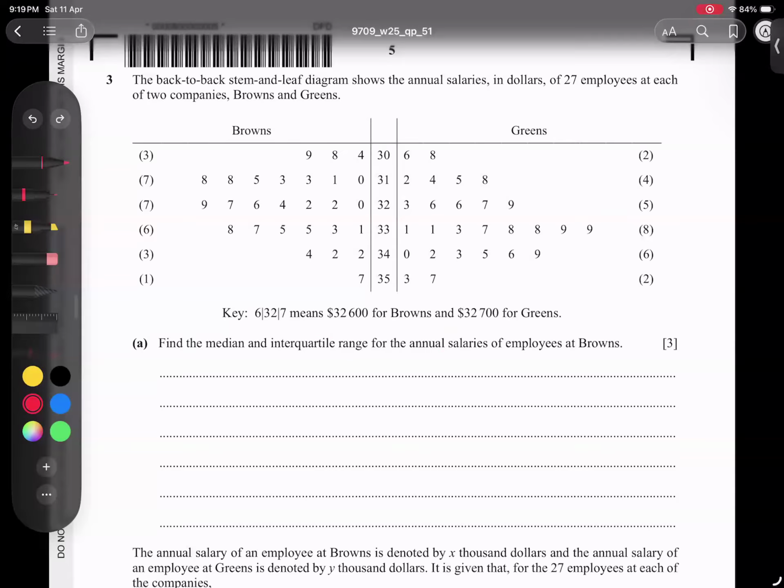So have a look now. What is the question? He is asking for the median and interquartile range of annual salaries at Browns. So we have to find it at the Browns. First of all, the median. What is the formula of the median? The median formula is n plus 1 divided by 2, and it's 27 plus 1, 28, divided by 2, so I got the 14th position. So 3 plus 7, 10, 10 plus 7, 17. So these are 10, 11, 12, 13, 14.